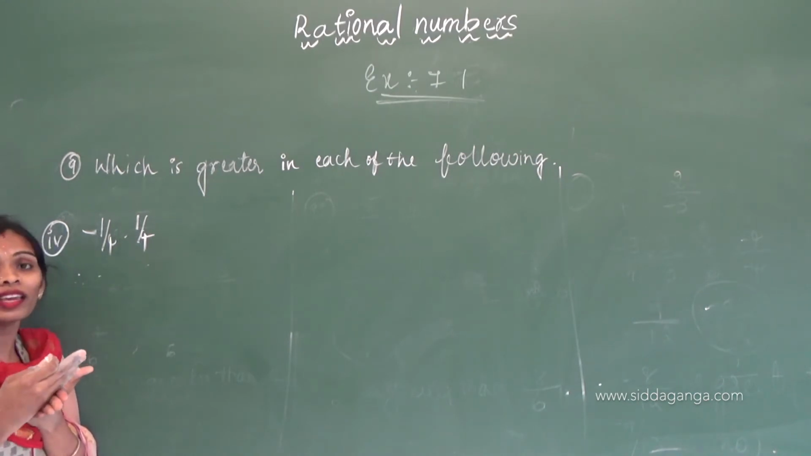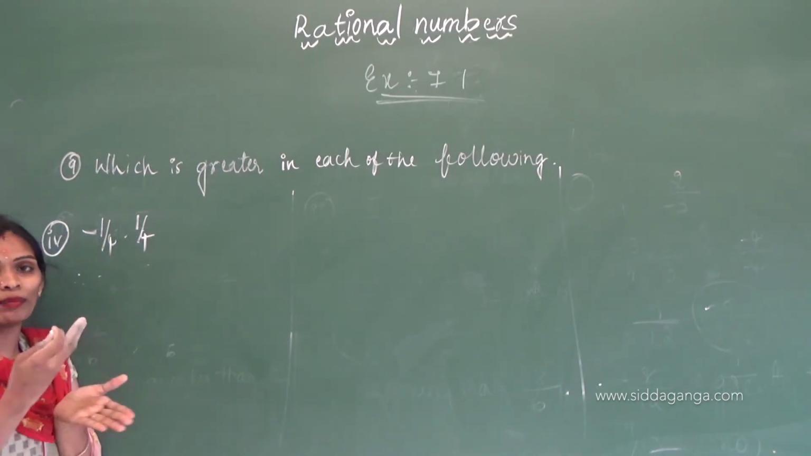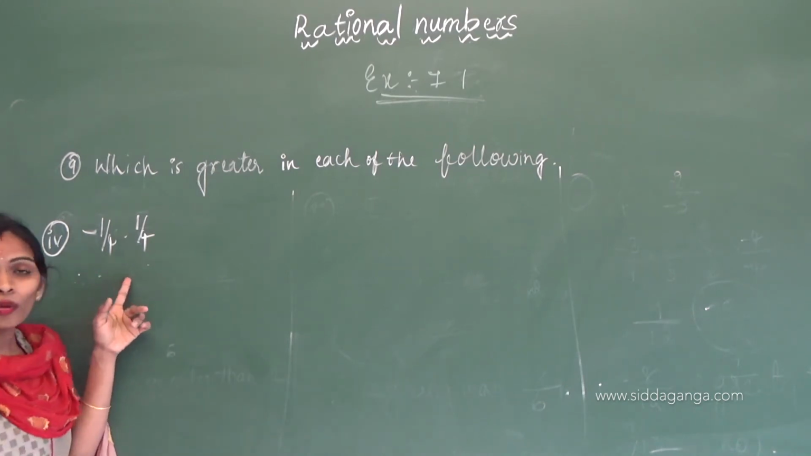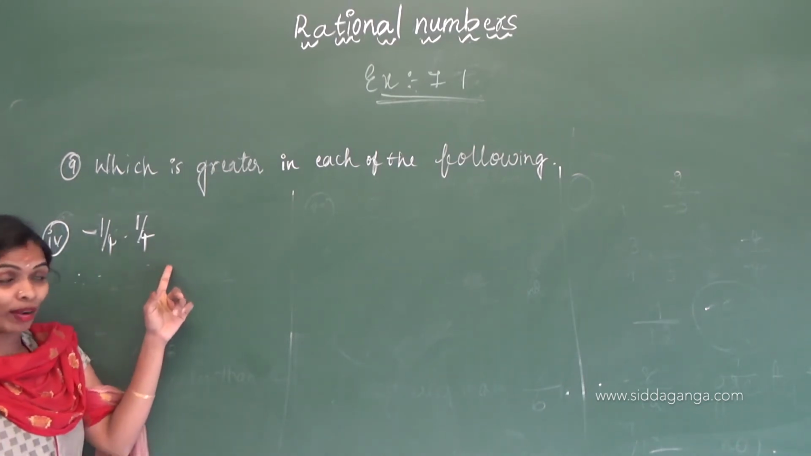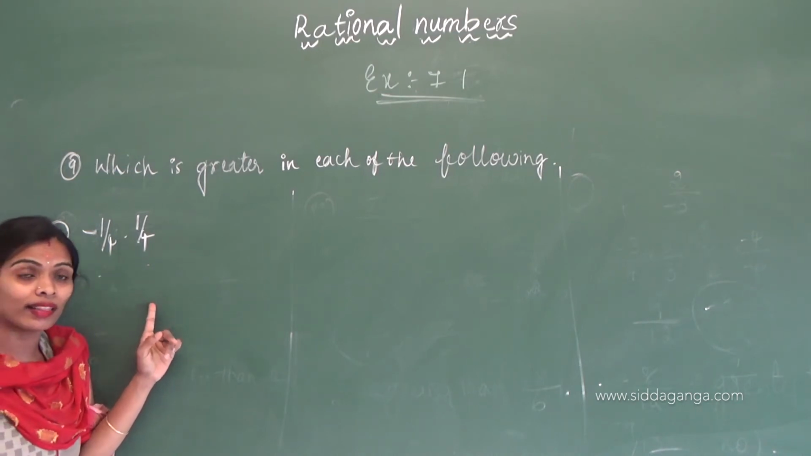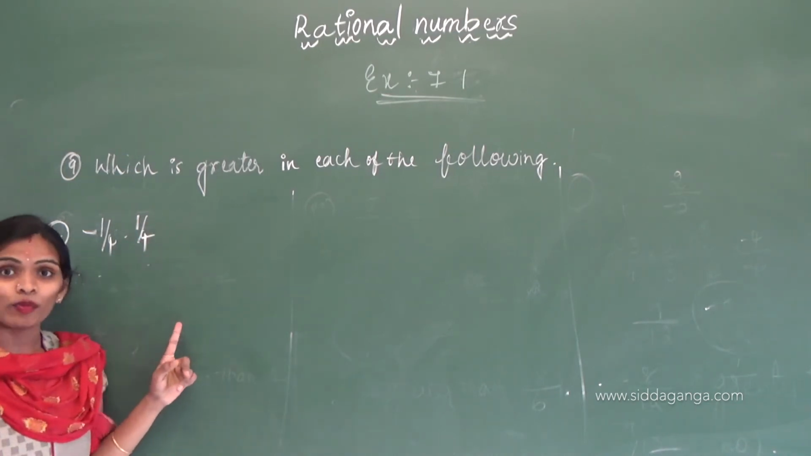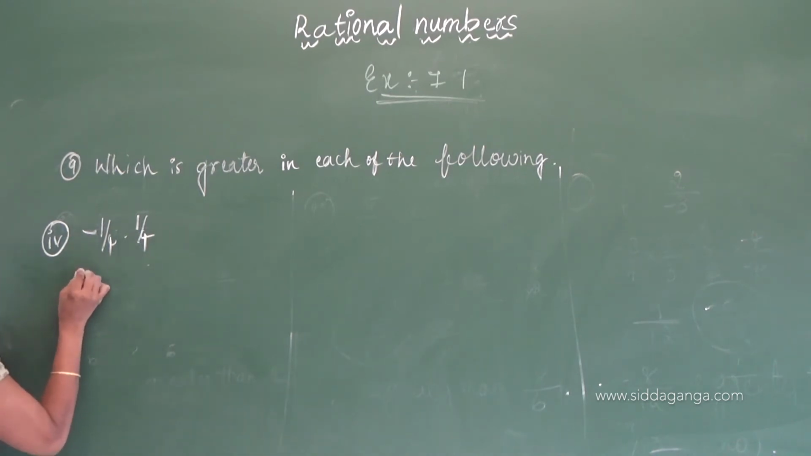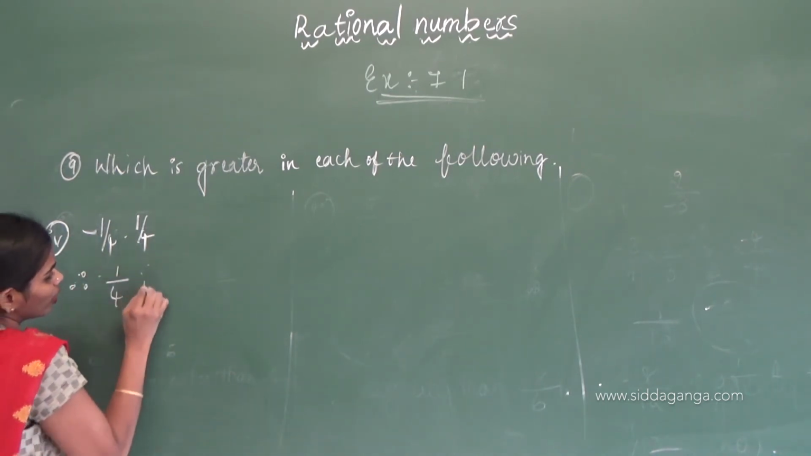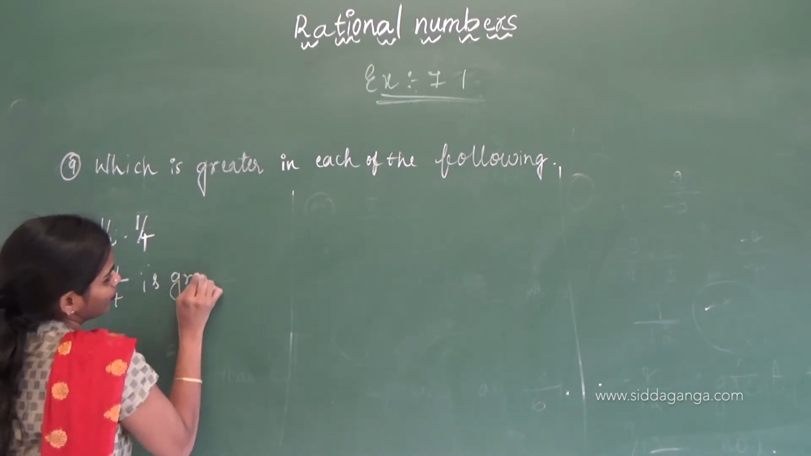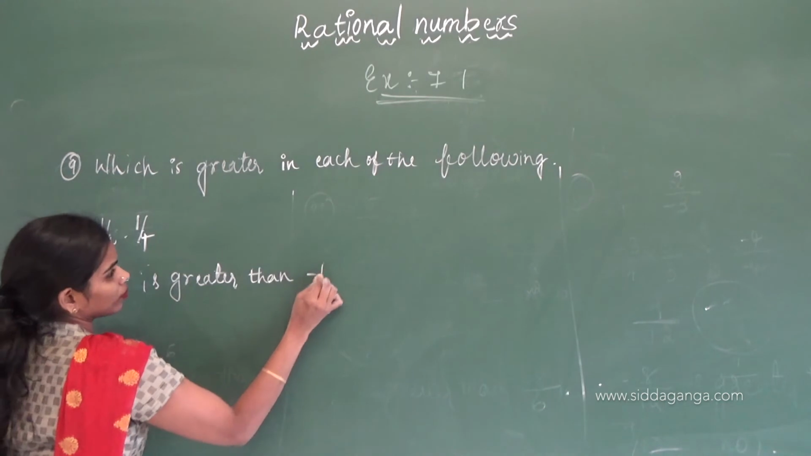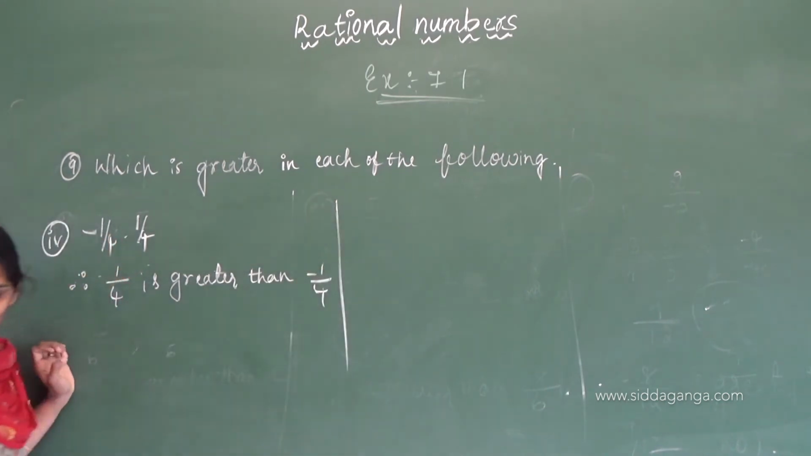Obviously 1 is bigger, because minus 1 is a negative term. Here also minus 1/4 and 1/4 they are giving, that's why we can tell that 1/4 is greater because it is positive and this is negative. Therefore 1/4 is greater than minus 1/4.